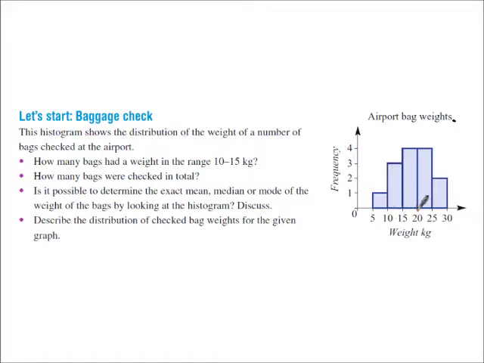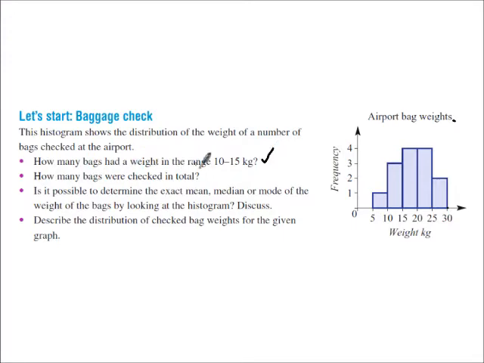Between 15 and 20 kilos, there were 4 bags. 20 to 25 kilos, there were another 4 bags. And bags that weighed between 25 and 30 kilos, there were 2 that fell into that category. So that's how you read a histogram. We'll answer these questions one by one just to get an idea.